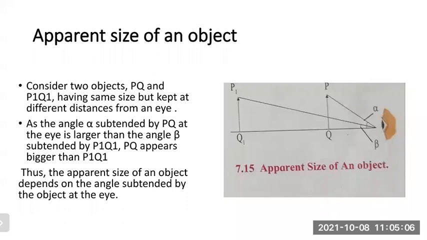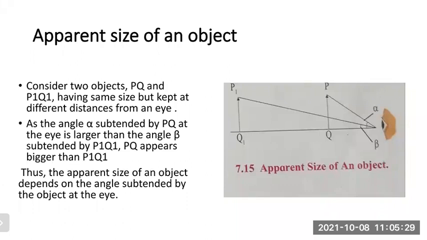Okay. And both the objects are of the same size. But what is the difference? These objects are kept at different distances from an eye. Okay. Now let us see the angle subtended by PQ and P1Q1.